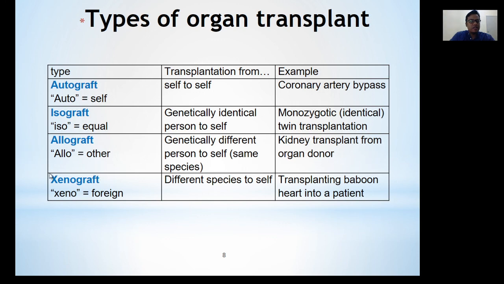And the fourth one, the xenograft, or xeno means foreign. So this is from a different species to self. This is still under experiment. For example, transplanting a baboon heart into a patient. For this xenograft, most of the time they will have acute rejection immediately, because the completely different genetic makeup between the donor and recipient will trigger a vigorous response from the recipient immune system.